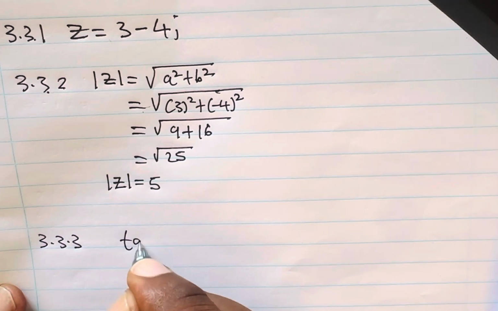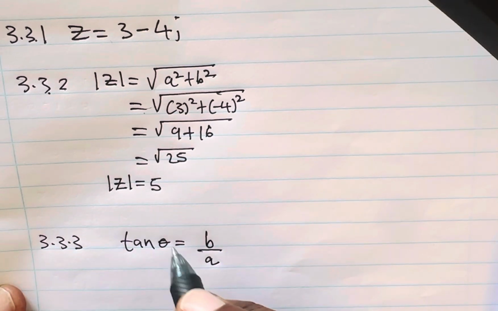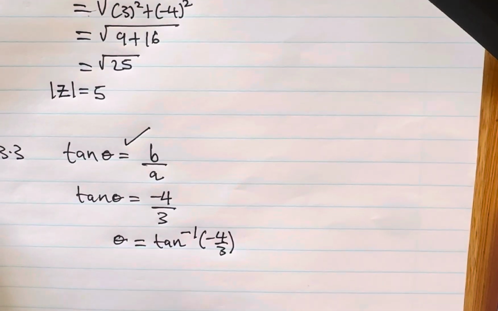Remember the tan ratio. Tan of theta is equal to B divided by A. Tan ratio, it's a mark now. So tan of theta is equal to the value of B, negative 4 from our rectangular form, divided by 3. Theta is equal to tan inverse of negative 4 divided by 3.